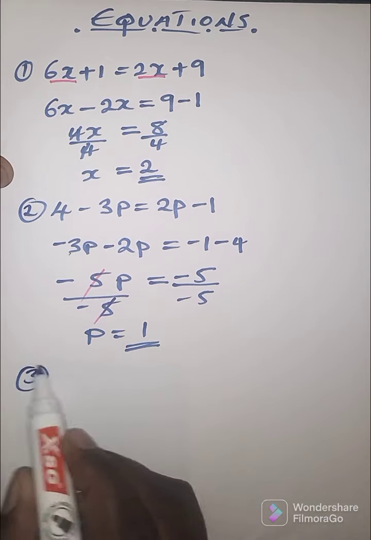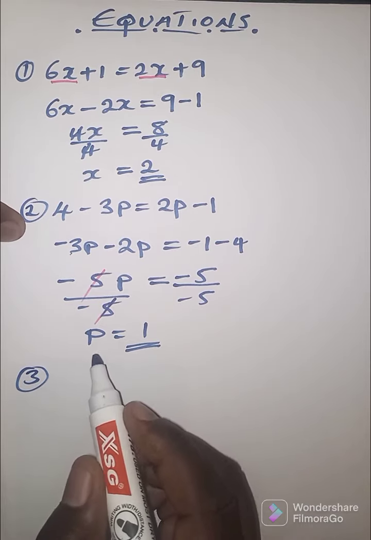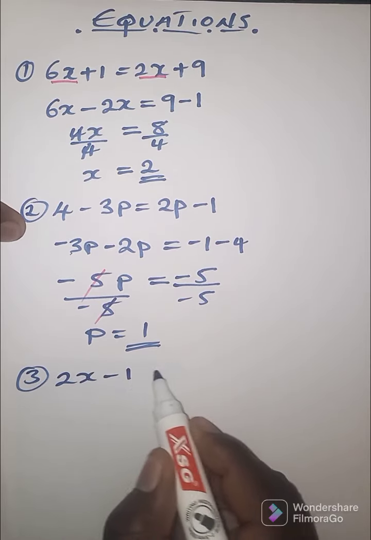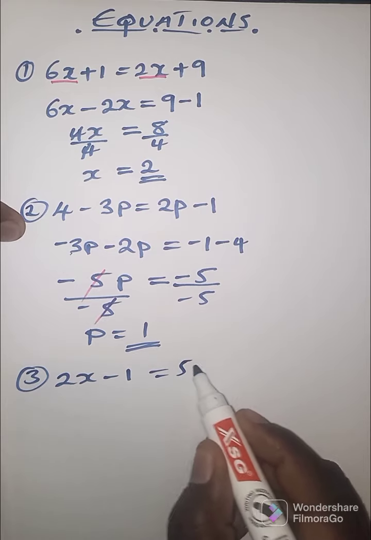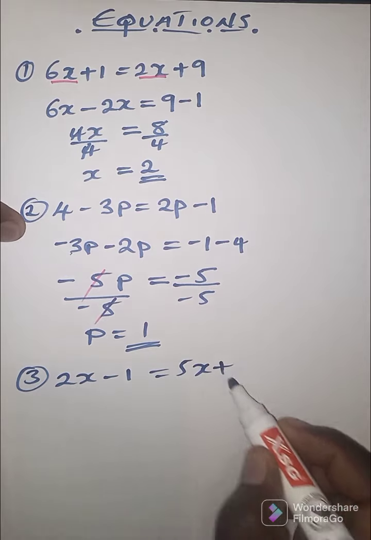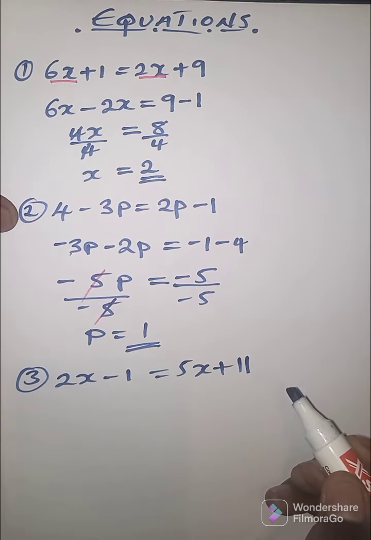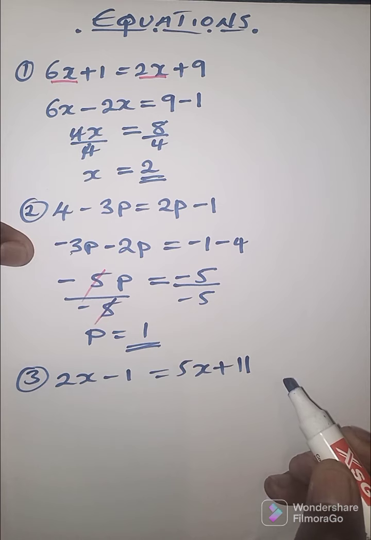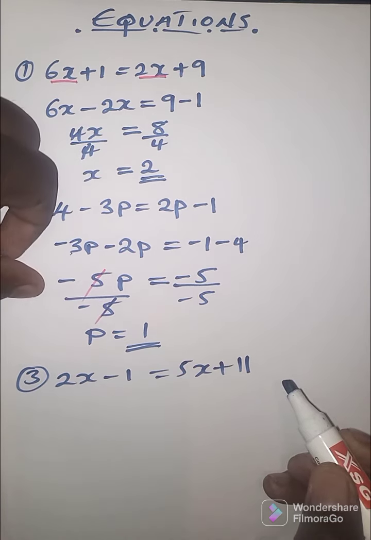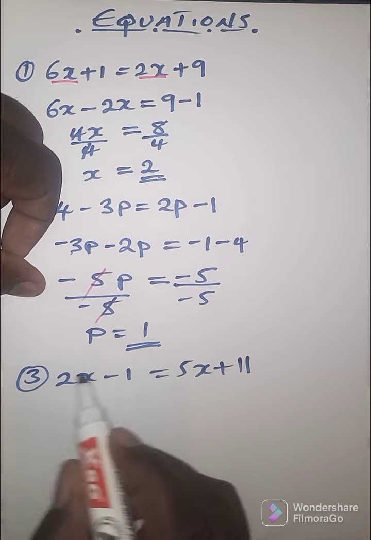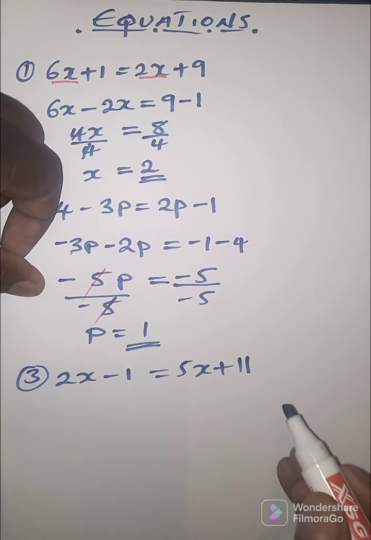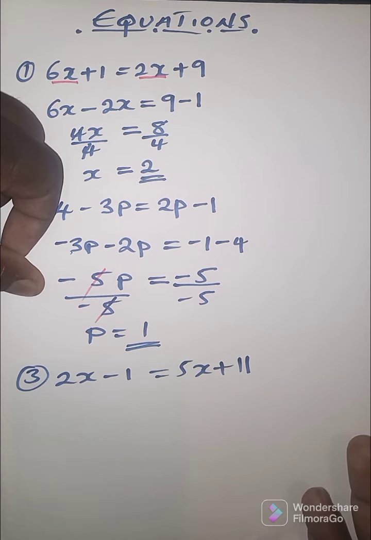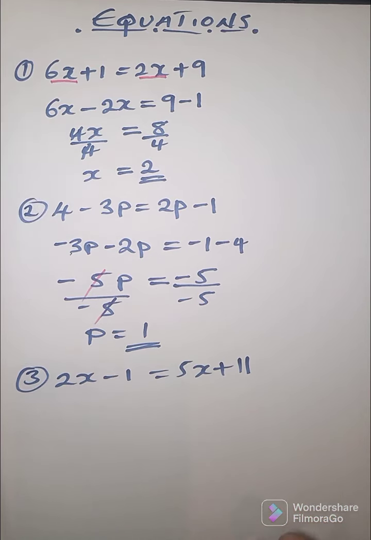Question 3, we are solving the equation 2x minus 1 is equal to 5x plus 11. Similarly to the other questions, what we're going to do here is simply group the like terms. If I want, I can still move this 2x to the other side, then I move the 11 to the other side. Whichever way I'm going to move, what is important is making sure that those that are like, are on one side of the equal sign and so on.